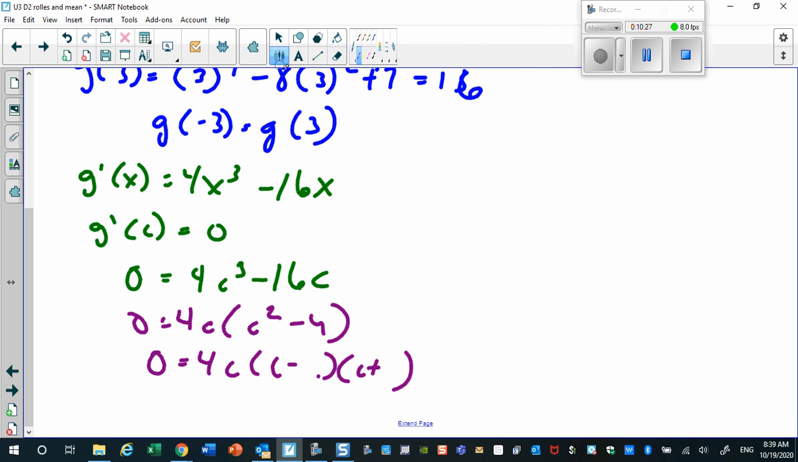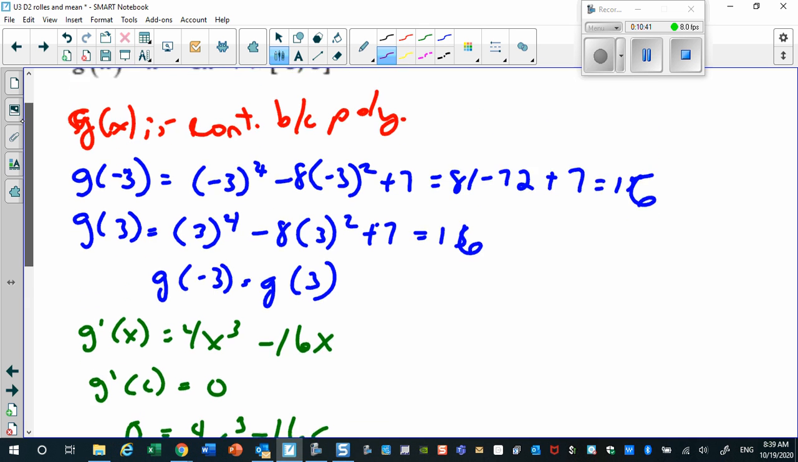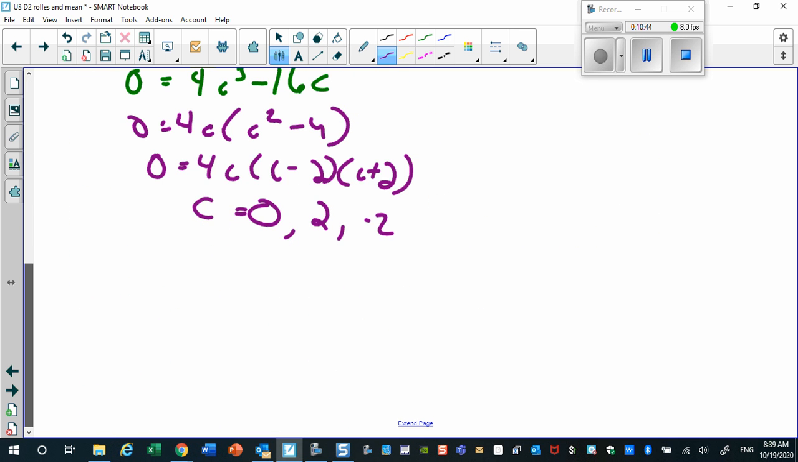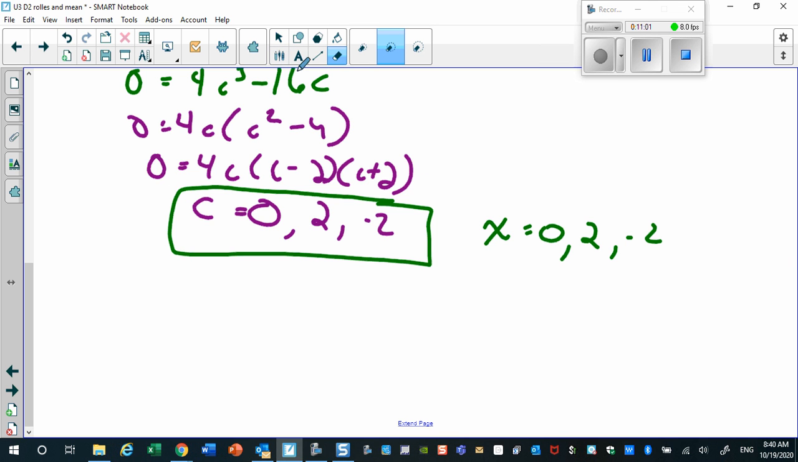Or you can solve it. I really don't care which way you solve it. But you're going to get c equaling 0, 2, and negative 2. Now the question is, are all those in my window? My window was negative 3 to 3. Yep. So there are 3 places for this graph where g prime of c equals 0. So at x equals 0, 2, and negative 2, what this is saying is that g of x is going to have horizontal tangent lines.